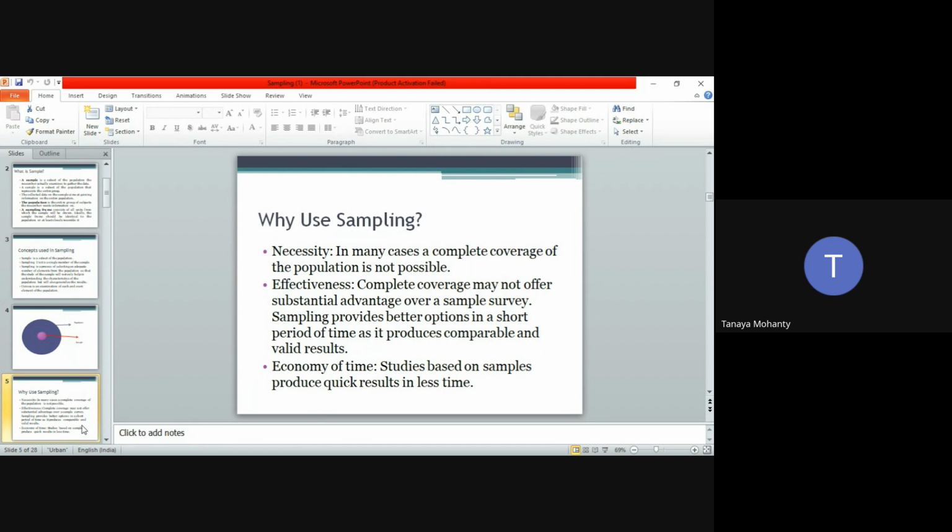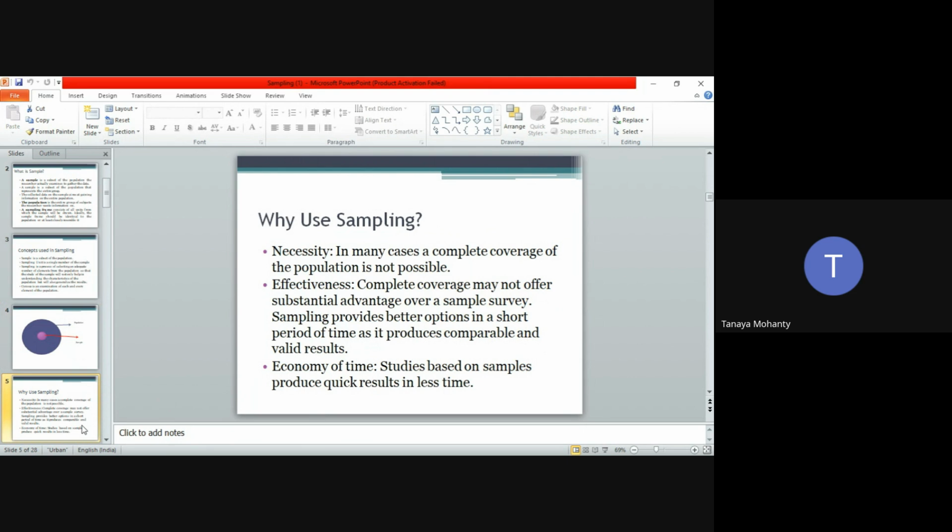Say out of 30 districts, I have chosen, say, 5 districts. Maybe I have equally distributed from north, south, east, west, or I have made categories of tribal and non-tribal districts. There has to be some logic that needs to be followed. So what you will see is that in many cases a complete coverage of the population is not possible.